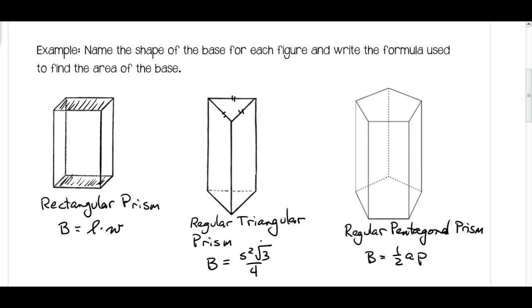The third figure, we've got a regular pentagon. There's no information in there that indicates that it's regular, but you would be given that. And for this example, I'm just letting you know that it's regular. So that's a regular pentagonal prism. And to find the area of a regular pentagon, the area of that base is going to be 1/2 apothem times perimeter.